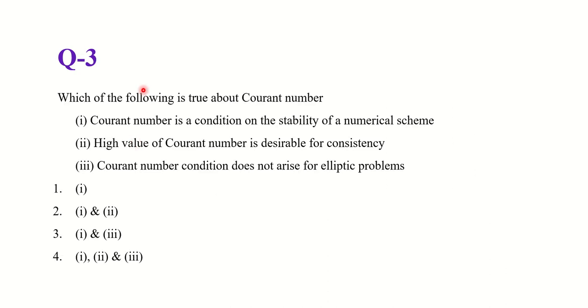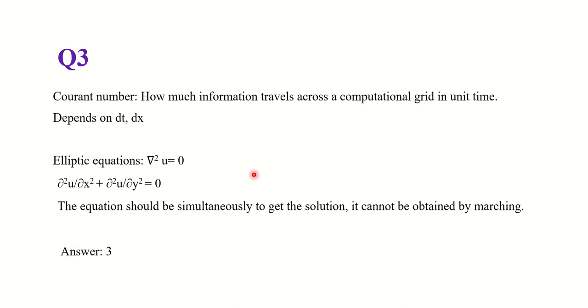Basically, the first one is a true statement. Current number is the condition on stability of a numerical scheme. Whereas current number condition does not arise for elliptic problems. How are we supposed to say that? Elliptic equations are given by del square u is equal to 0. So basically dou square u by dou x square plus dou square u by dou y square is equal to 0. This is a form of elliptic equation.